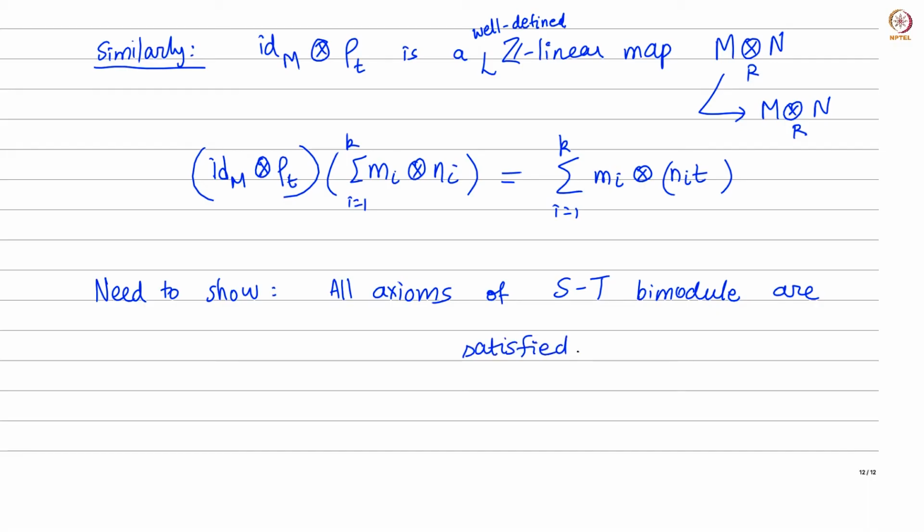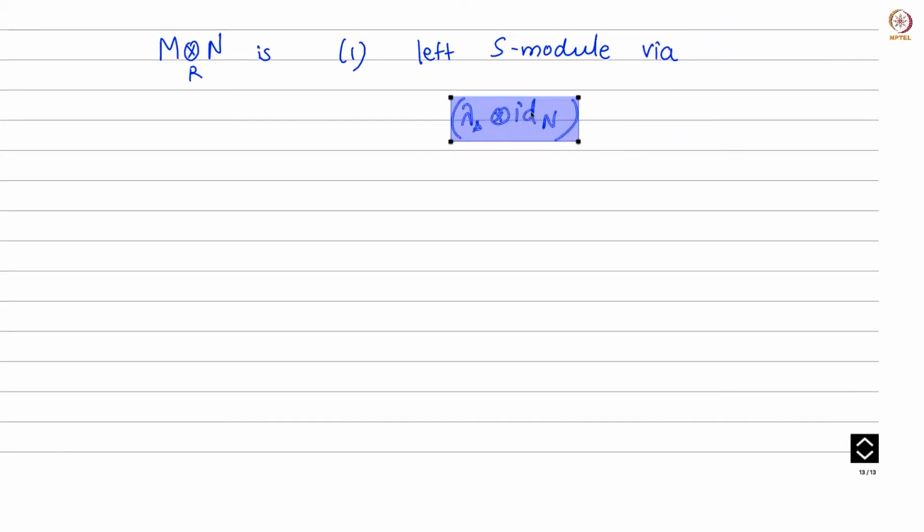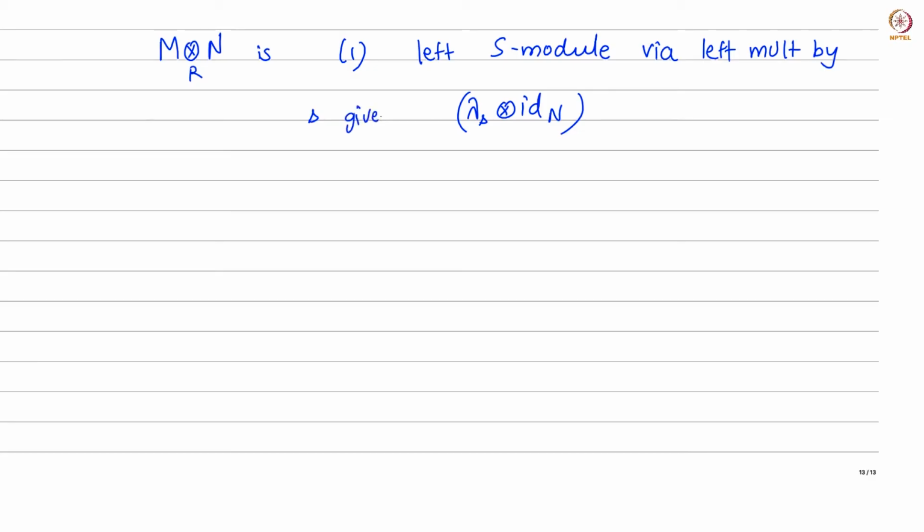Of course there are several axioms to check in some sense, but let me leave some of them for you as an exercise. So first you need to check that this is a left S module. So M tensor N is, let's see, what all do we need to check? Number one, it's a left S module under the given action, via the action that we talked about, via left multiplication by s given by lambda s tensor identity. This I am going to leave as an exercise. This check is an easy exercise.